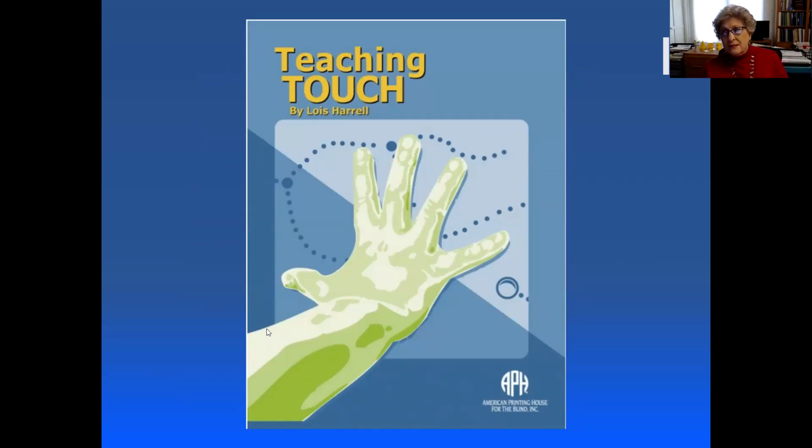Okay, Liz, get busy. You guys order a stack of them. I would encourage you to have access to one of those for Teaching Touch because it's wonderfully laid out. It's very simple. It's very clear and very logical. So I'd encourage you to get one of those.